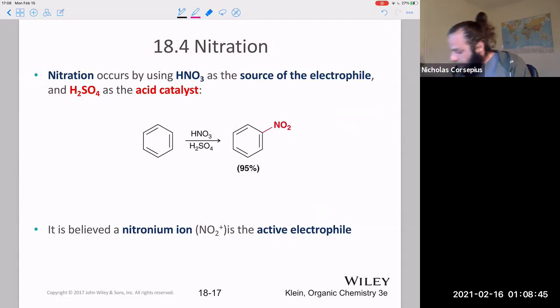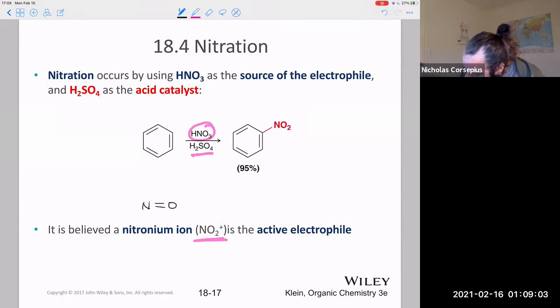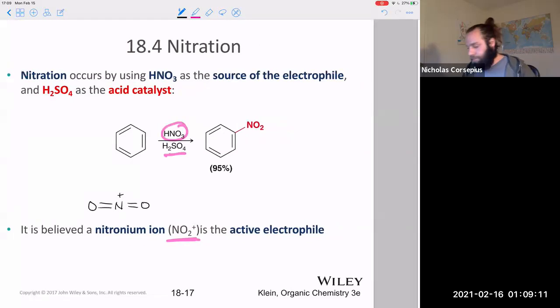So now we have a nitration reaction. Notice our reagents, nitric acid and sulfuric acid. Why do you need both of these? Because that's what's going to create your actual electrophilic species, which is the nitronium ion, which looks like this. Okay, that's the actual electrophilic species in this reaction.